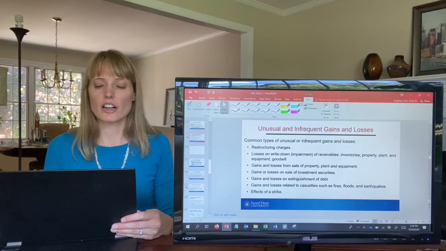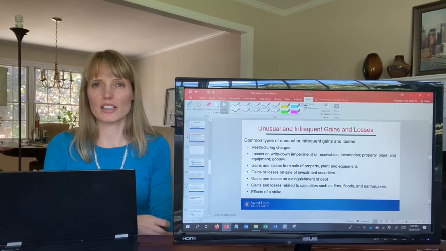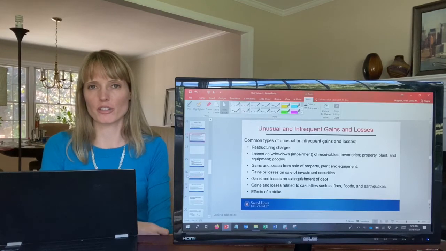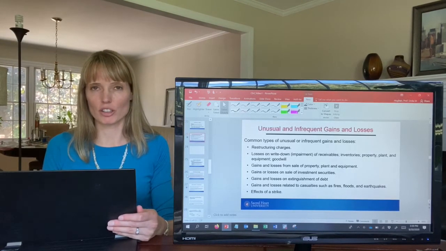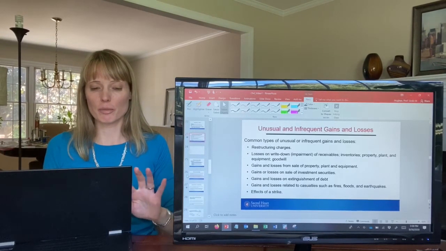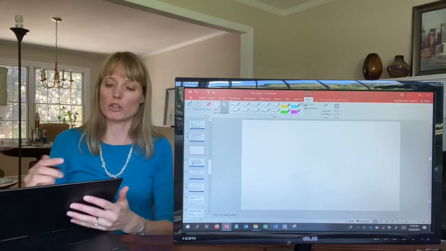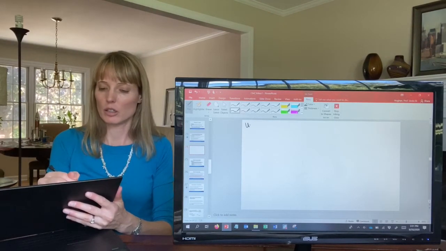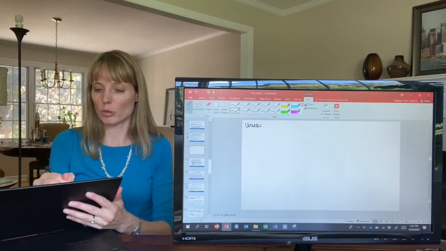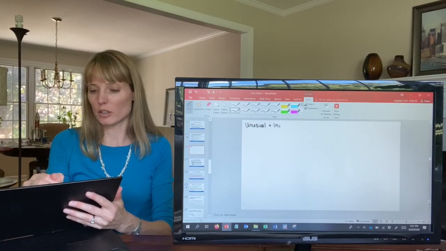Let's discuss the unusual and infrequent gains and losses, the major categories of items that would be reported this way in the non-operating section. As we can see, there's a lot listed here. So let's write them out one at a time, because we do need to remember that each one of these items here is reported as an unusual and infrequent gain and loss.